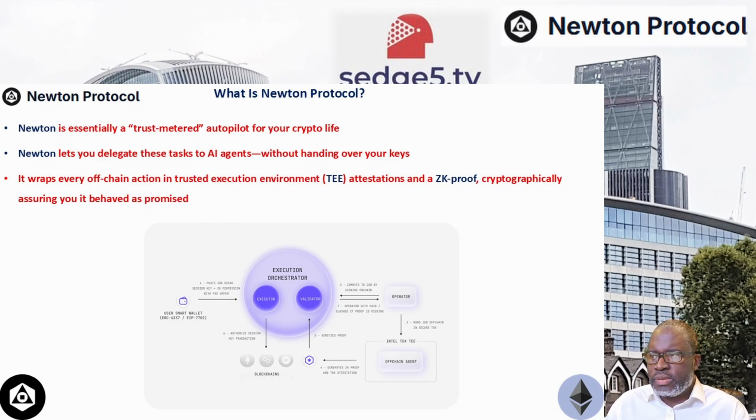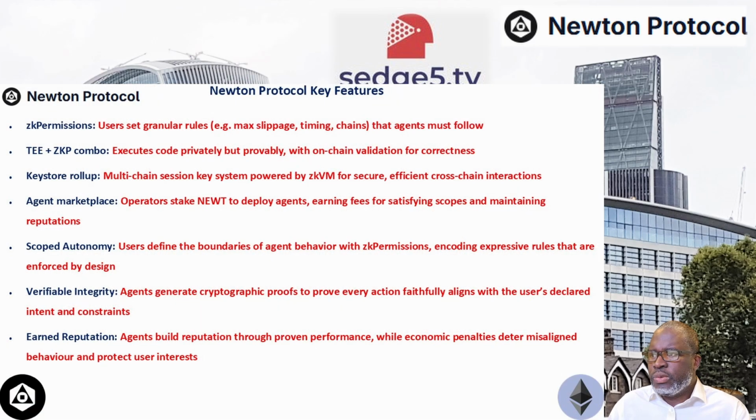Key features for NEWT protocol include ZK permissions, where users set granular rules, for example, max slippage, timing, and chains that agents must follow. Next key feature is the trusted execution environment or TEE and the ZK proof combo. This executes code privately but provably with on-chain validation for correctness. Next key feature is its key store roller. This is a multi-chain session key system powered by ZK virtual machines for secure, efficient cross-chain interaction.